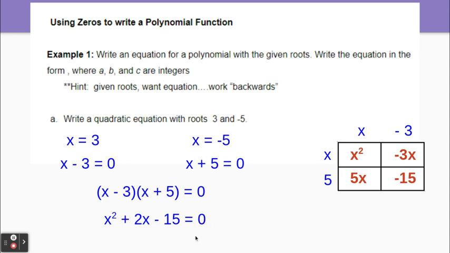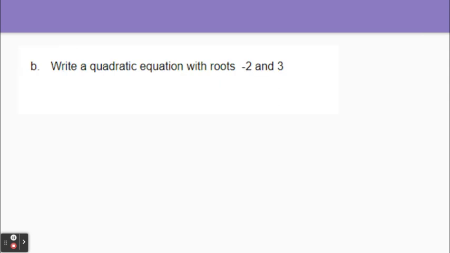We want to be specific. It does say equation, so let's make sure it's set equal to 0. And that's it. So we're going to practice a few more just to have good examples, but that's pretty much the lesson. Given the roots or solutions or zeros, we work backwards to write the polynomial. Okay? All right. Let's try this one.